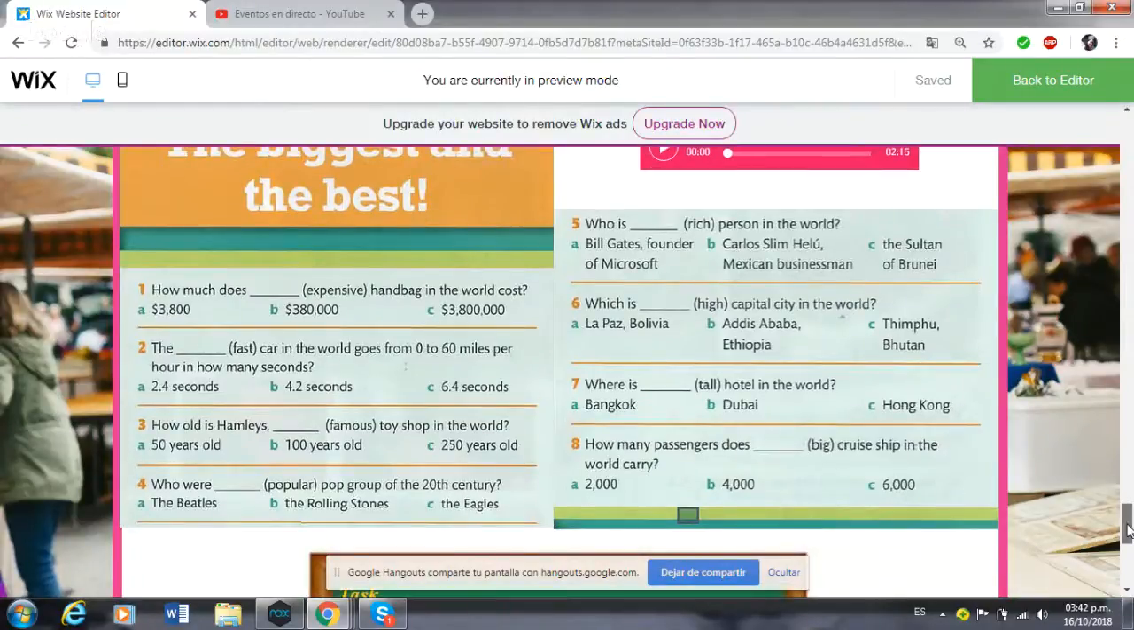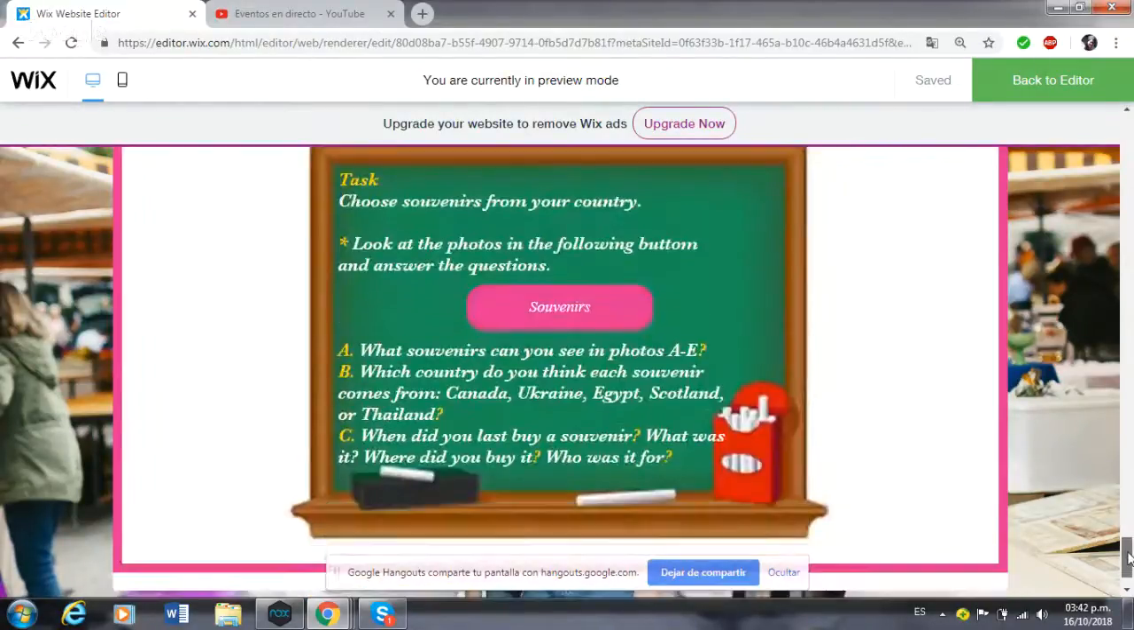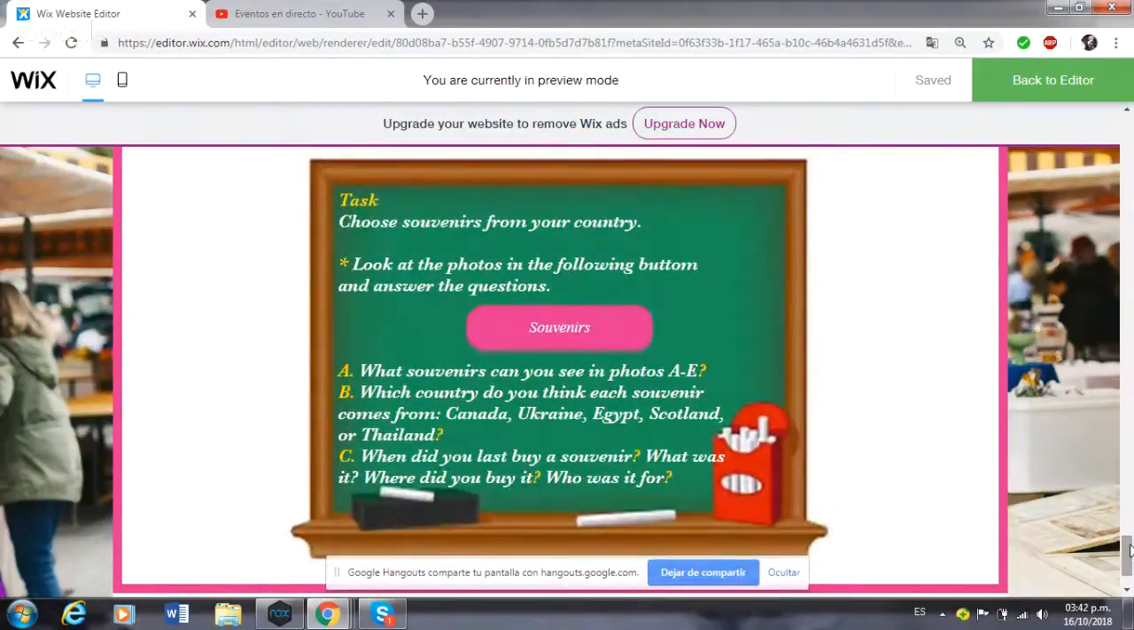Okay, and finally, I'm going to give you a task, a homework, taking into account this topic. Here you need to choose souvenirs from your country, okay? The task is about choosing souvenirs from your country. That is the topic of the task.